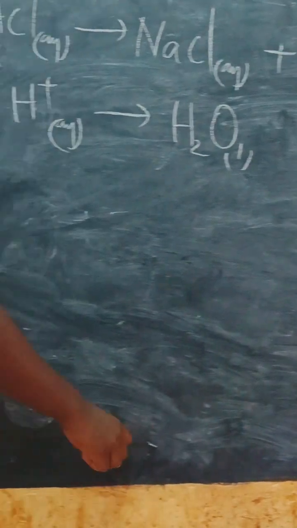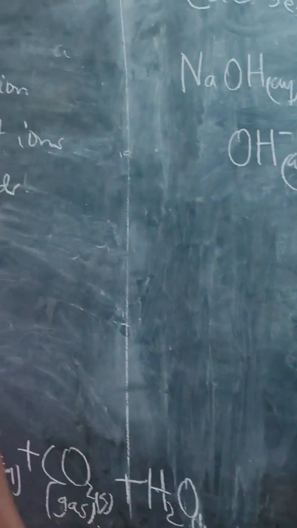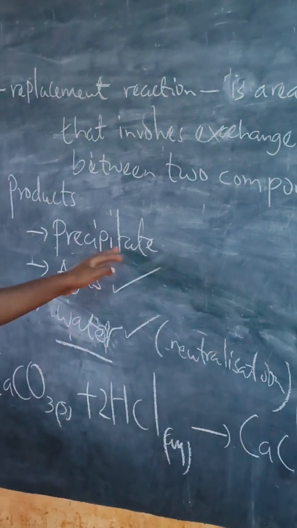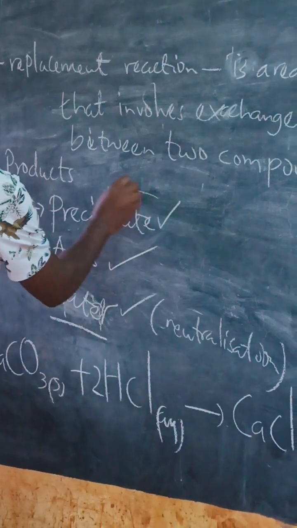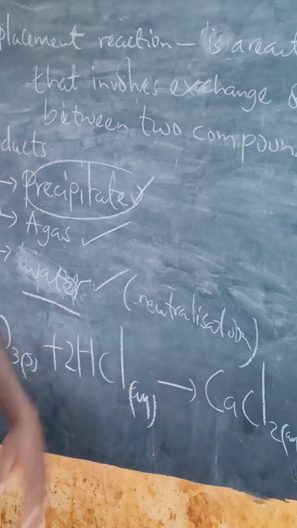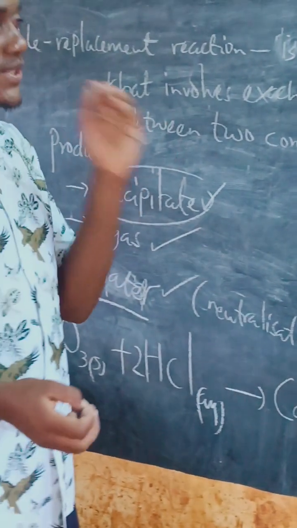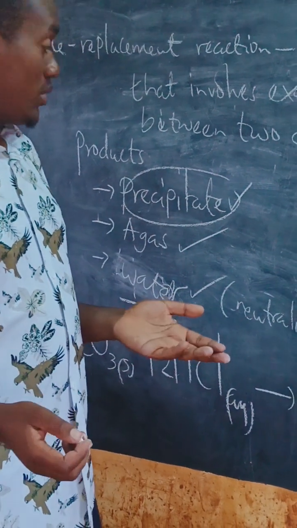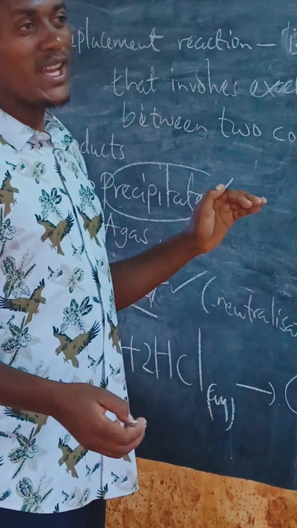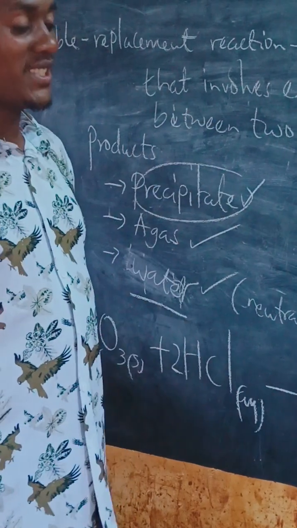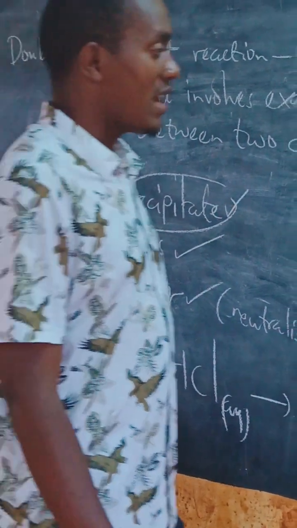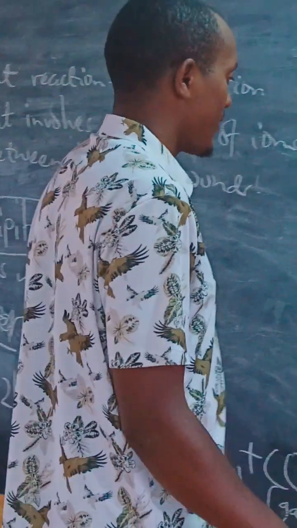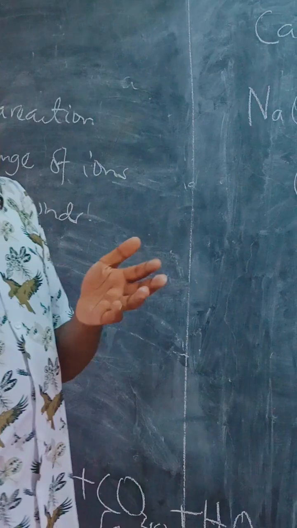A double replacement reaction produces gas, water. Now let's go to a precipitate. This will take long. About the precipitate, we must know soluble and insoluble salts, which we are going to discuss in salts. But in this case, I'm going to give an example of an insoluble salt. For example, lead sulfate is an insoluble salt.